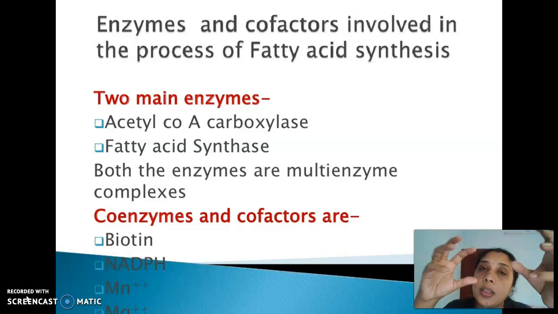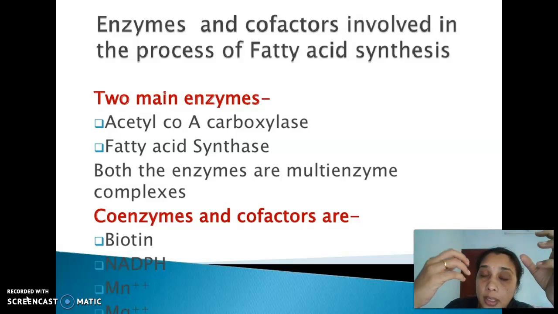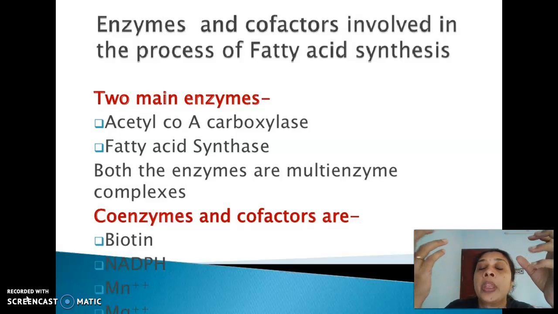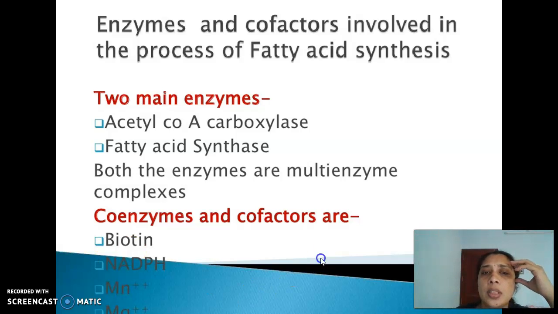Clear. So once this malonyl-CoA has entered and is initiating the de novo pathway, the further reactions are carried out by another multi-enzyme complex which is known as the fatty acid synthase complex. So both the acetyl-CoA carboxylase and also the fatty acid synthase, we can abbreviate the fatty acid synthase as FAS. So FAS or fatty acid synthase complex is also a multi-enzyme complex like that of acetyl-CoA carboxylase.